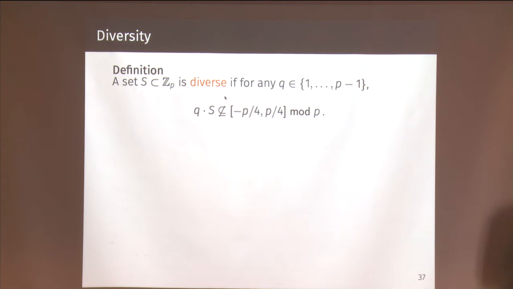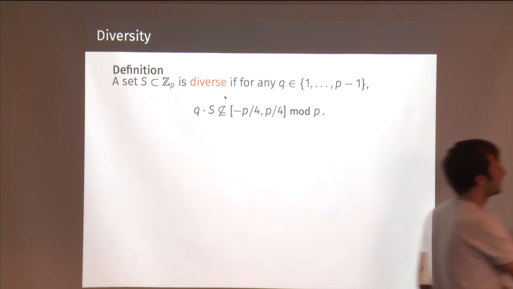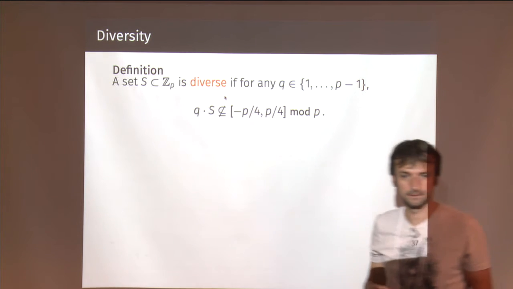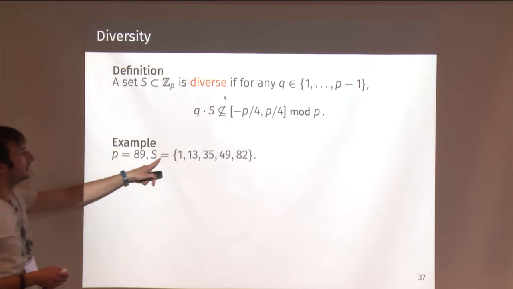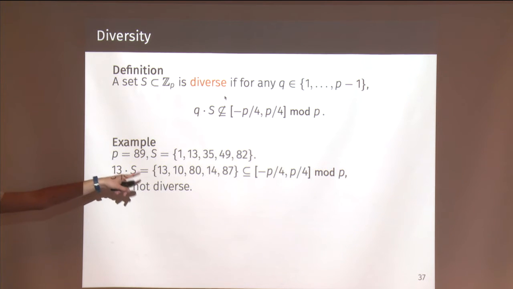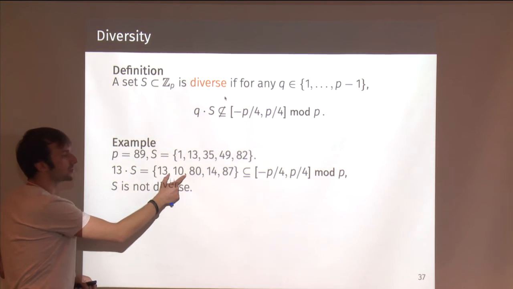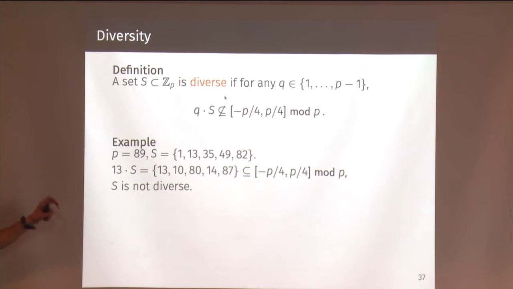So a set is not diverse if, say, these are numbers from 0 to P minus 1, and I can multiply by some Q and all elements will be very close to 0 modulo P. That's not diverse. Diverse means whatever Q I multiply by, I always have an element in the middle somewhere. Here is an example. Say P is 89, and I have this set. This set is not diverse, because when I multiply every element by 13, all numbers are very close to 0 or very close to 89. There is some Q which witnesses it's not diverse: everything is close to 0 modulo P.